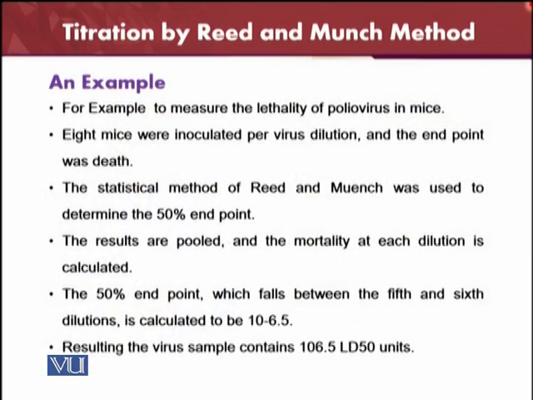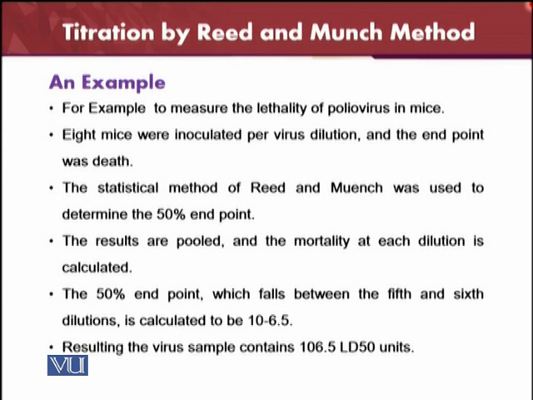Here we just take an example of the Reed and Muench method. We will see in the next slide how to calculate the virus titration with this example. First of all, the lethality of the poliovirus we have seen in this example, and mice are the experimental animals. A total of 8 mice we have taken for this experiment.